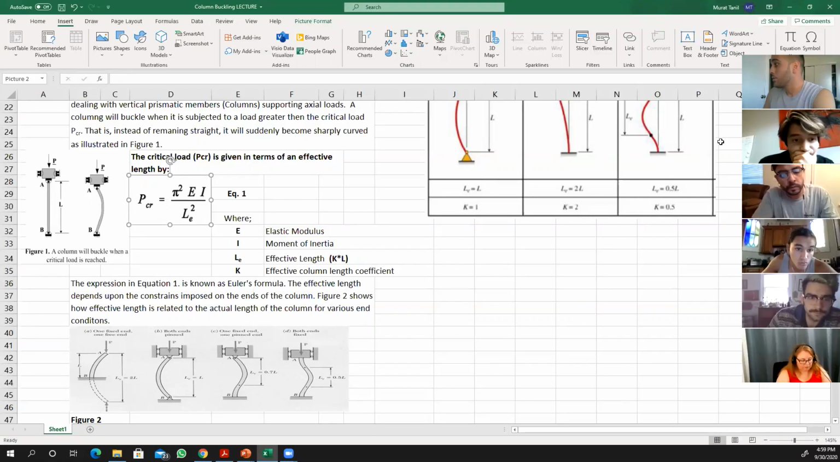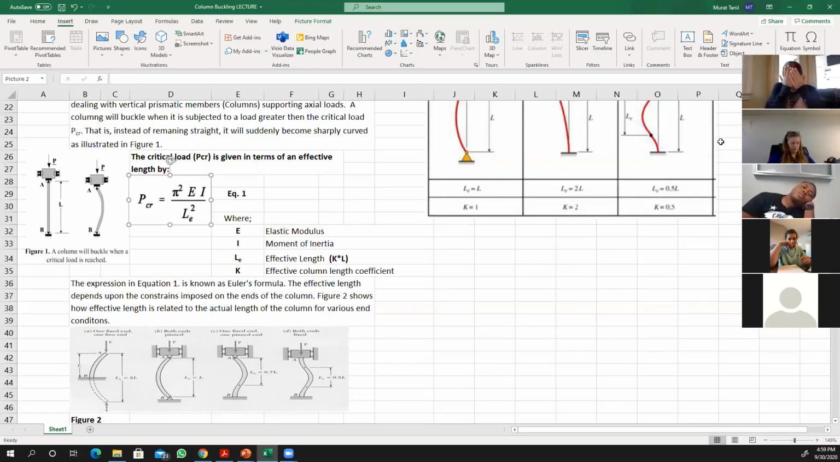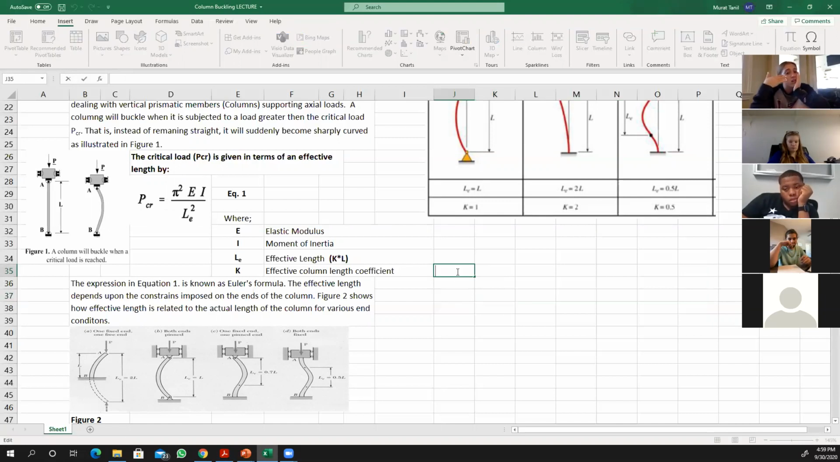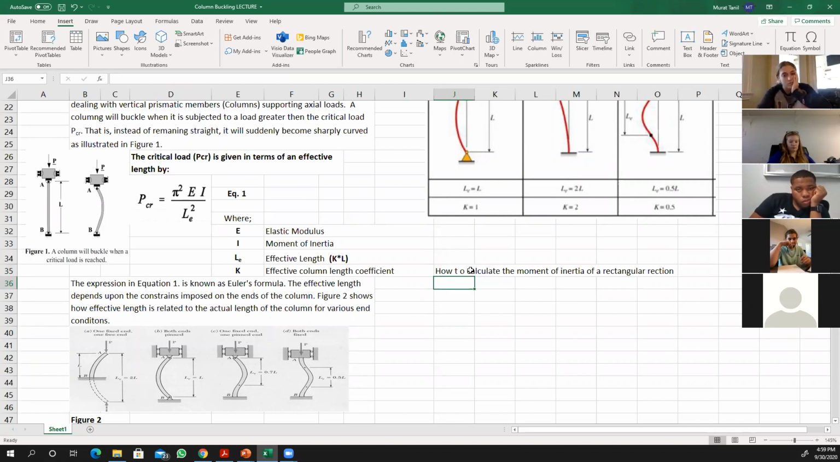And I'm going to ask this question to Mimi or Celine. Celine, I have a question. How can you calculate the moment of inertia if your section is rectangular? I'm trying to calculate the moment of inertia. How to calculate the moment of inertia? Rectangular section.